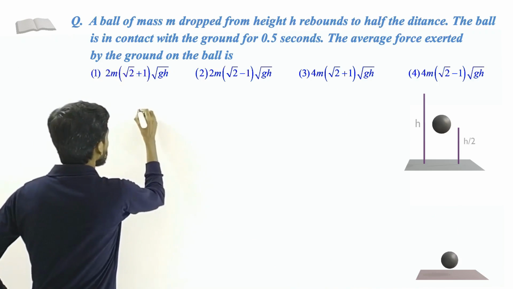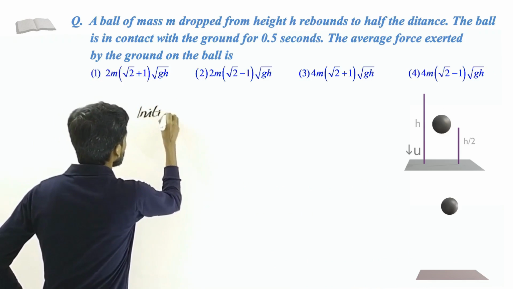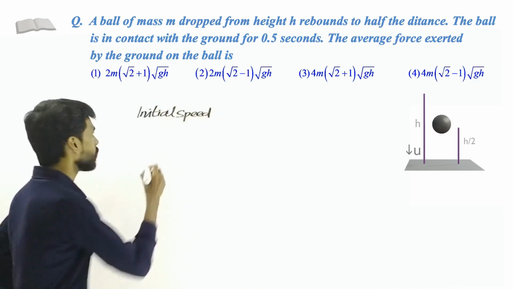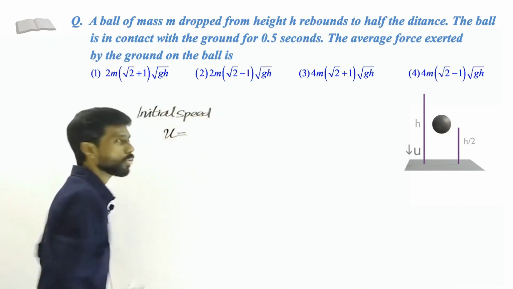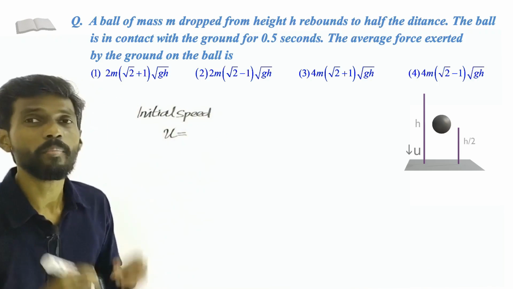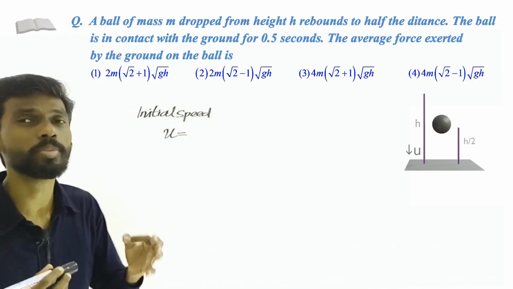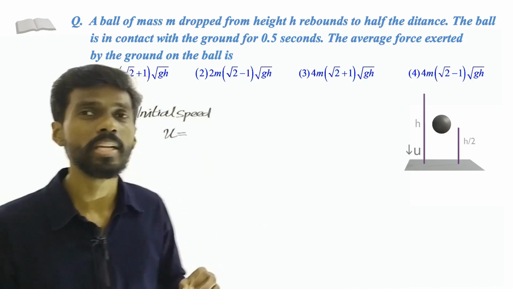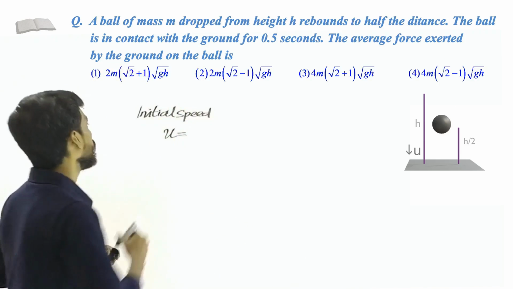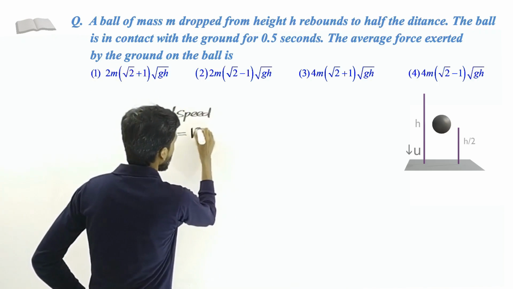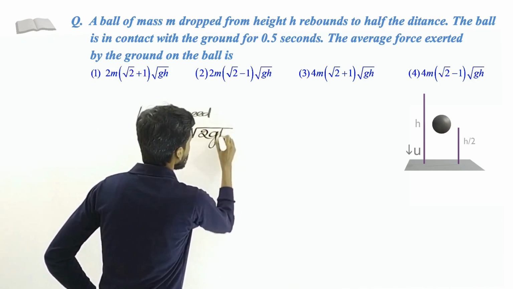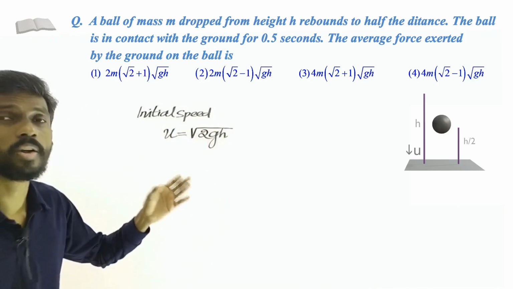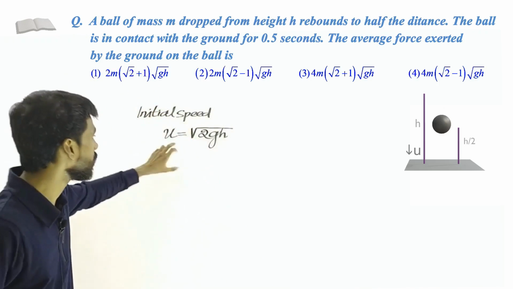So what is the initial speed? Initial speed means before the ball touches the ground, what is the speed of the ball? This formula you are supposed to remember. When a ball is dropped from a height, what is the maximum speed? Maximum speed means the speed just before the ball touches the ground. The ball is dropped from a height h, so the speed when it touches the ground is square root of 2gh, right? Hope you remember this formula. This is the maximum speed when the ball is dropped from a height h. Do you understand? So that is the initial speed.